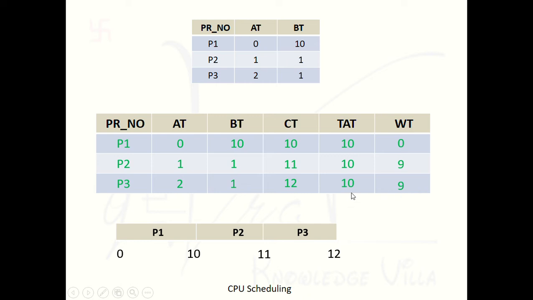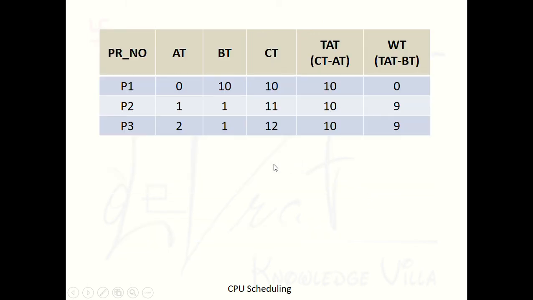Now we will find the average turnaround time and average waiting time. For the average turnaround time, we sum all three values, 10 plus 10 plus 10, and divide this sum by the total number of processes. We have a total of 3 processes, P1, P2 and P3, so we divide by 3. The total is 30, 30 divided by 3, so you get 10.